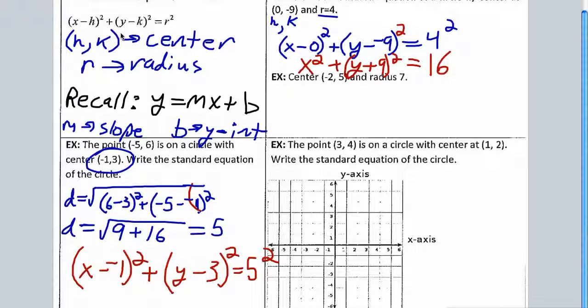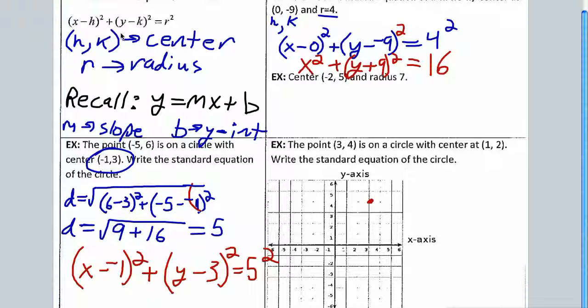Very similar, except now we can kind of look at it graphically. The point 3, 4 is on a circle with center at 1, 2. So 1, 2, 3, 4. Oh, sorry, 3, 4. There's my point.